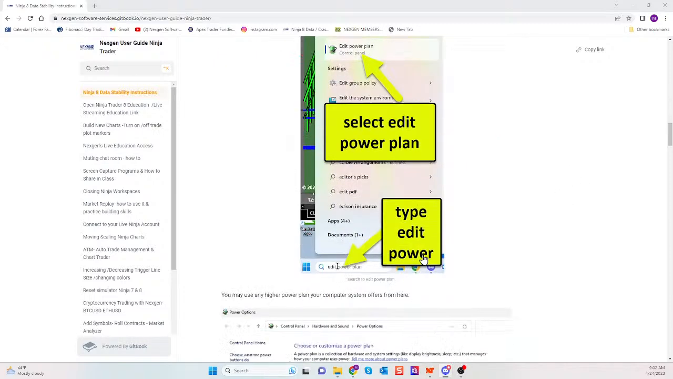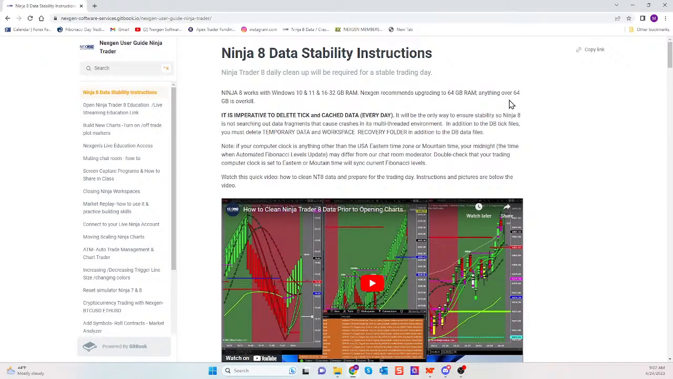I'm making sure that my computer is set for its highest performance, all that good stuff. And guys, I'm not going to lie to you. I very rarely, if ever, have a challenge with NinjaTrader 8. Sometimes I do, but for the most part, I'm not. The second thing is make sure that your computer's up to snuff.